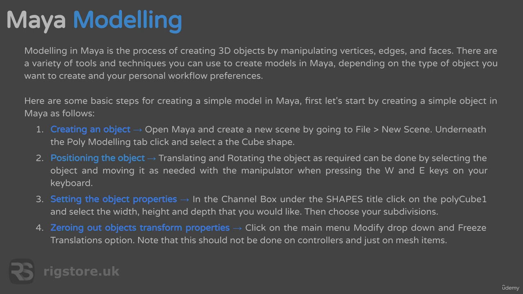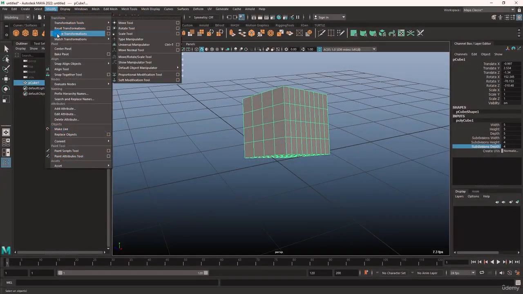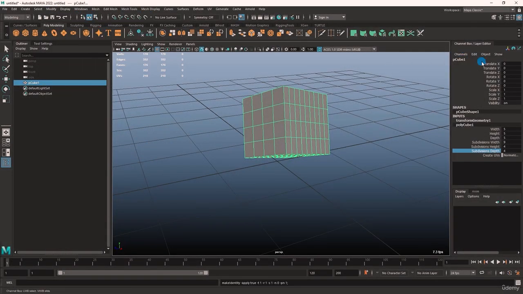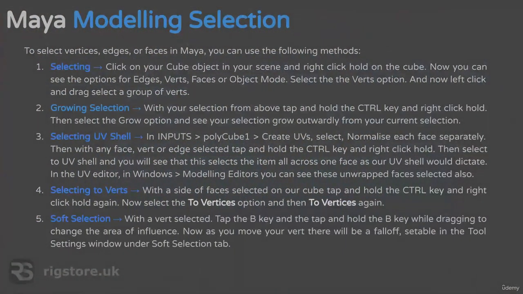Click on the main menu Modify drop-down and Freeze Translations option. Note that this should not be done on controllers and just on mesh items. To select vertices, edges, or faces in Maya, you can use the following methods.